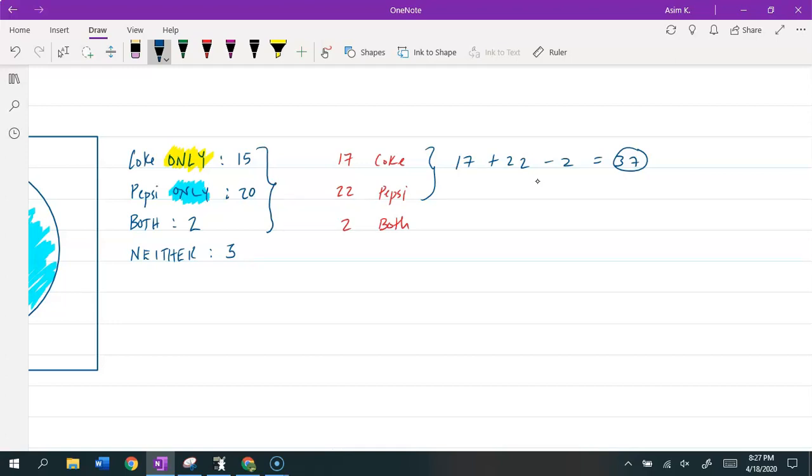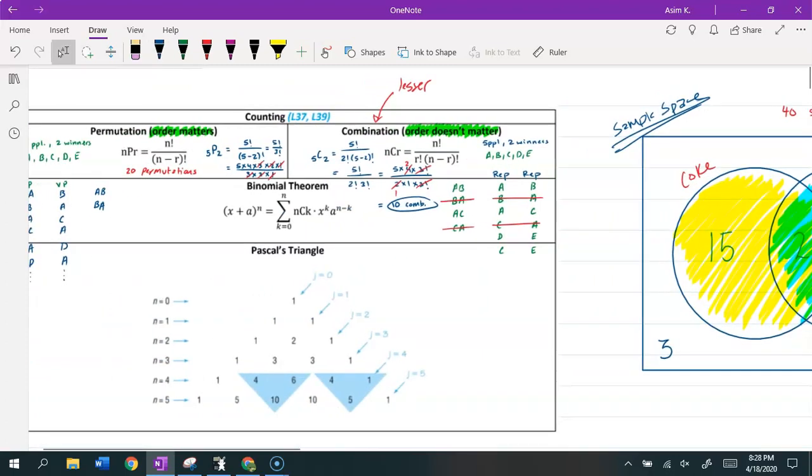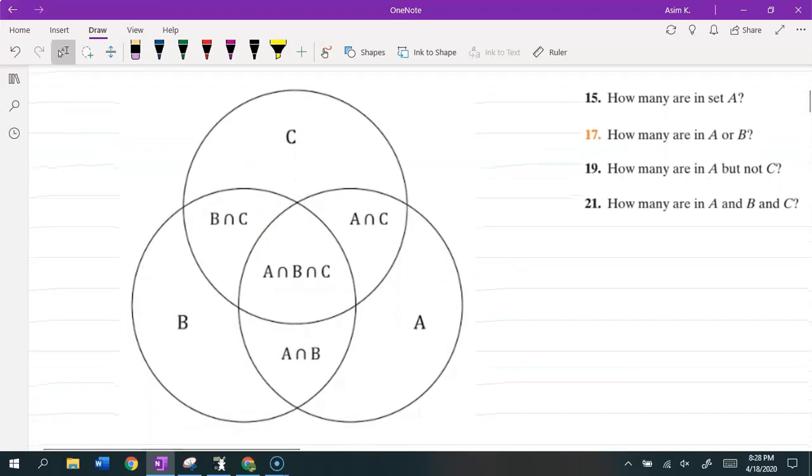And then the 2 that were both, look at where they showed up. I subtracted them out once. So all that's left over after you get 37 is, where's the people that, because if there's supposed to be 40, then you would say, well, 40 minus 37 is equal to 3, and that's where that neither comes in. And so we say there's 3 people who neither like Coke nor do they like Pepsi. All right. So that was one example for you that's not necessarily in the book.